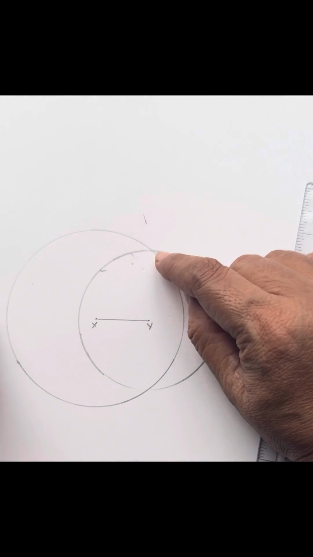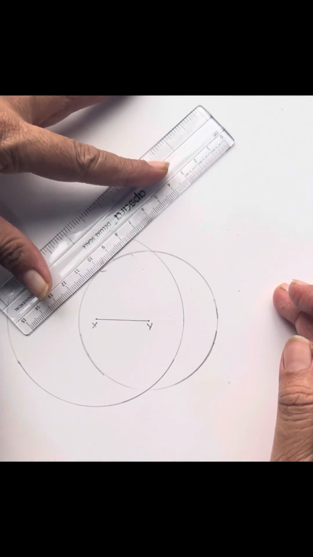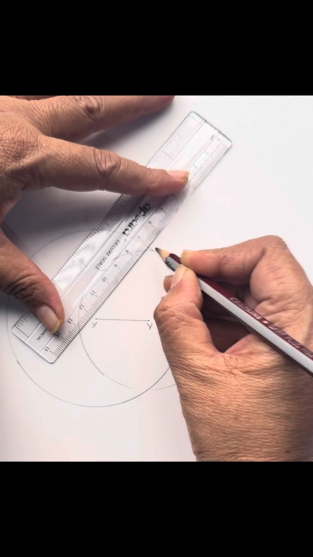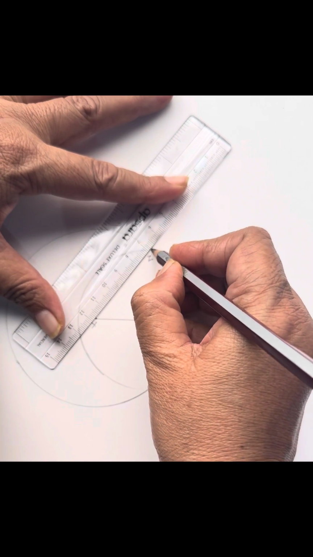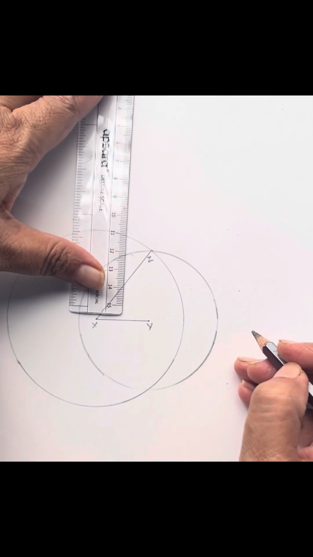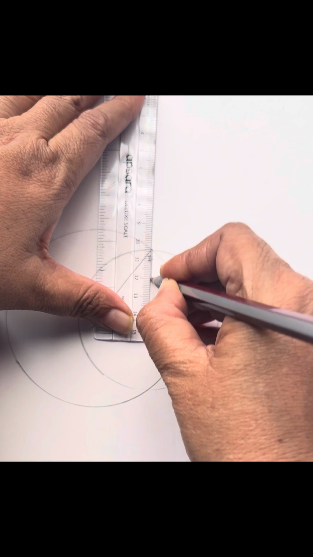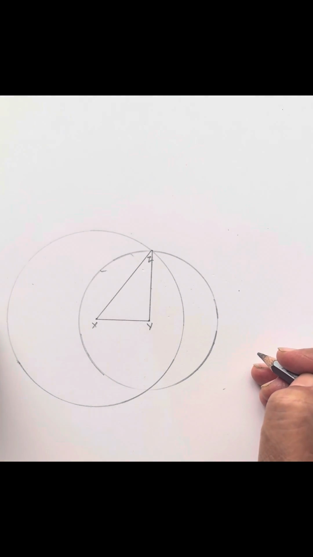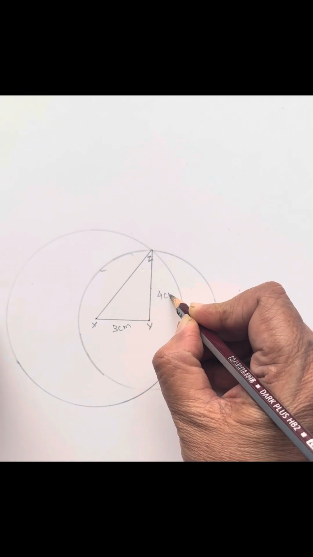What is important here are not the circles. The important is the point where they both meet. Now we join this points. We name this point as Z and join XZ and XY and you get a triangle. So this is 3 centimeter, this is 4 centimeter, and this is 5 centimeter. So this is a scalene triangle.